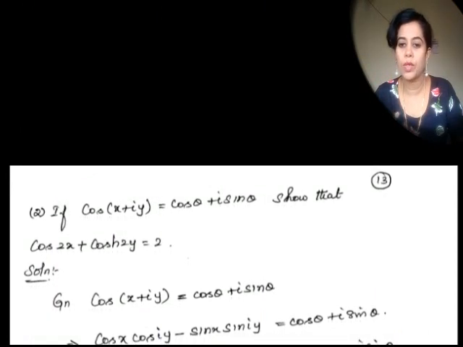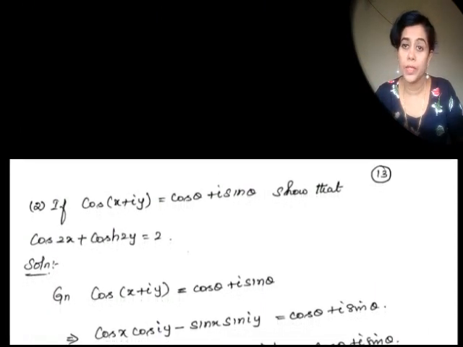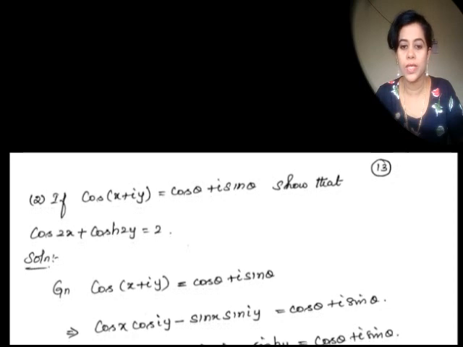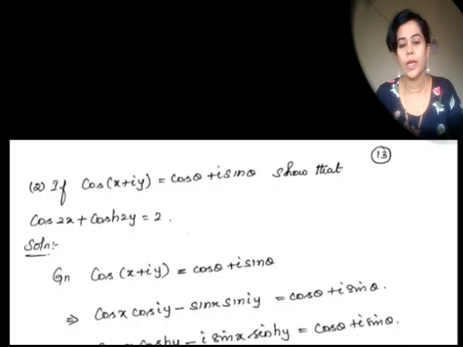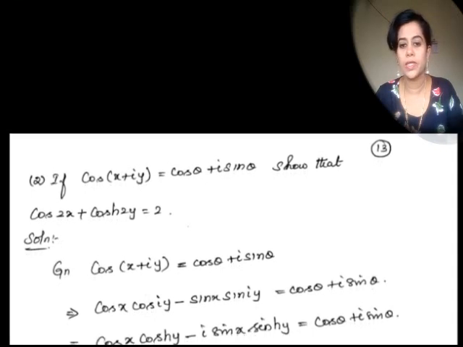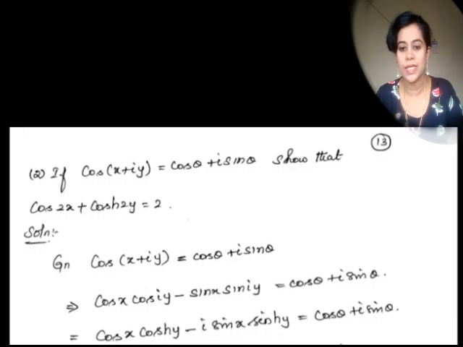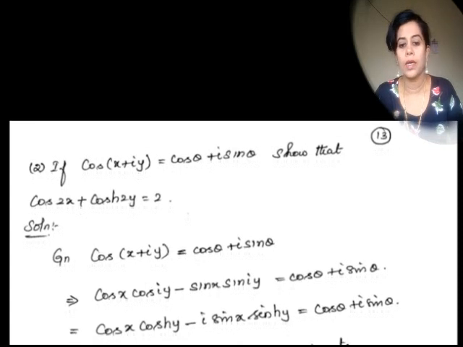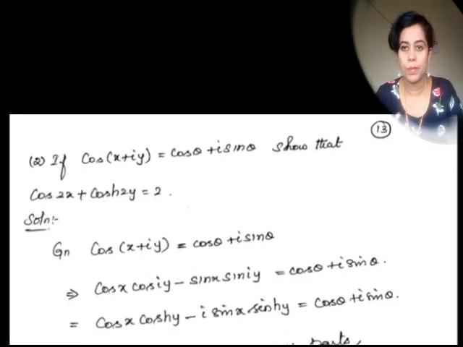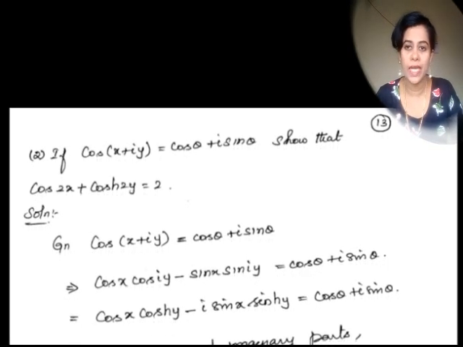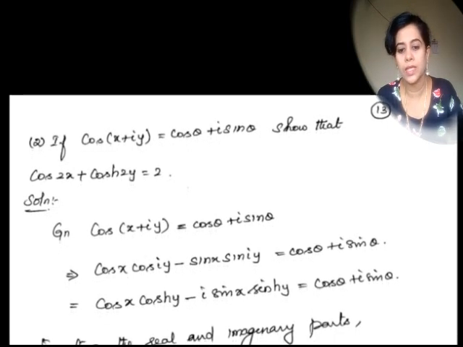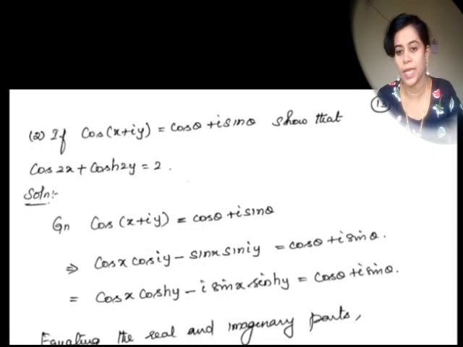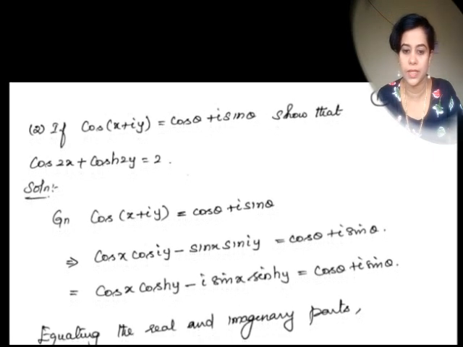The second problem: if cos of x plus iy equals cos theta plus i sin theta, then show that cos 2x times cosh 2y is equal to 2. Let me start the solution with the given condition. Cos of x plus iy is equal to cos theta plus i sin theta. Then we know that cos(a plus b) is equal to cos a cos b minus sin a sin b. According to that, we have cos(x plus iy) is cos x cos iy minus sin x sin iy, equal to cos theta plus i sin theta.